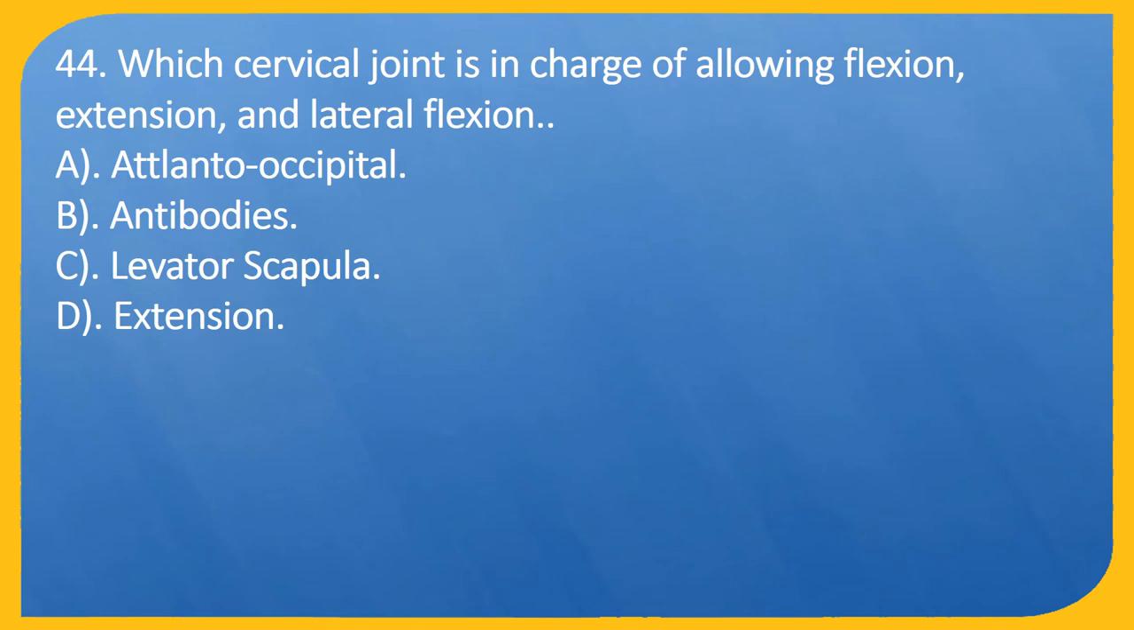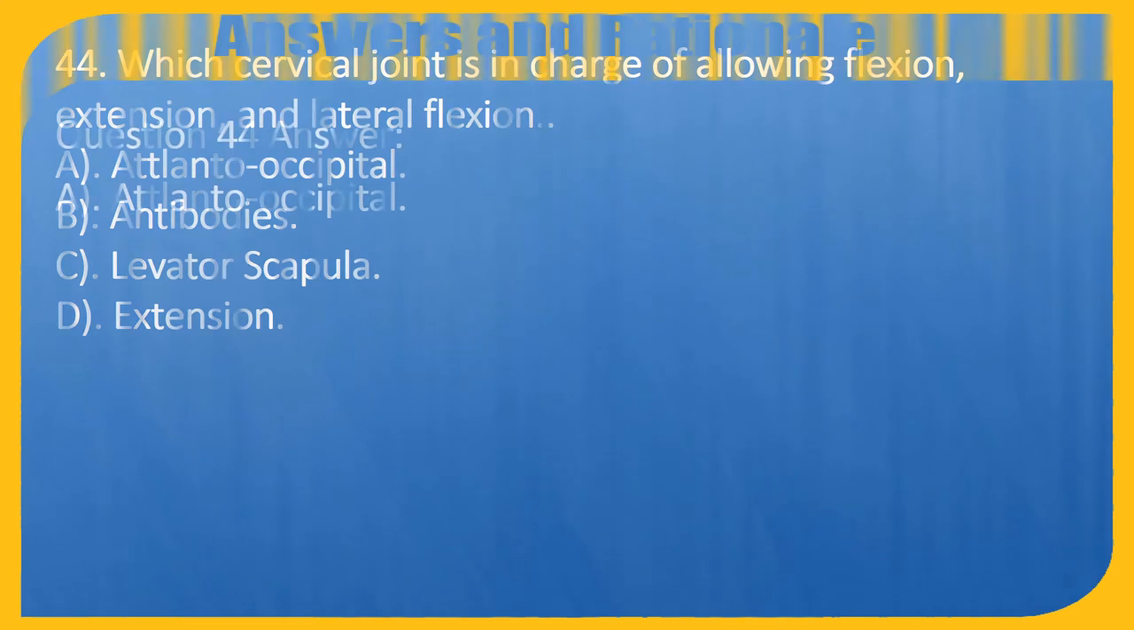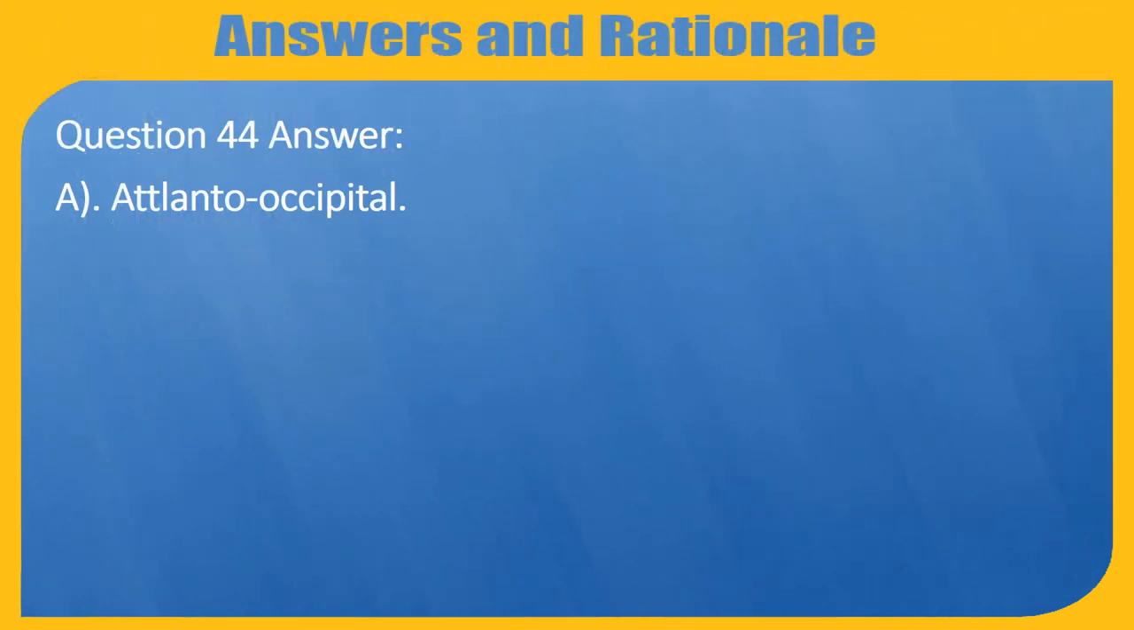Question 44. Which cervical joint is in charge of allowing flexion, extension, and lateral flexion? A. Atlanto-occipital. B. Antibodies. C. Levator scapula. D. Extension. Question 44. Answer. A. Atlanto-occipital.